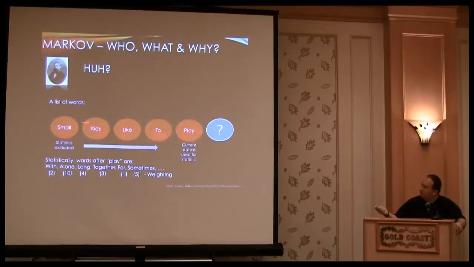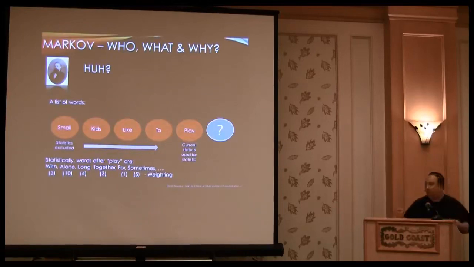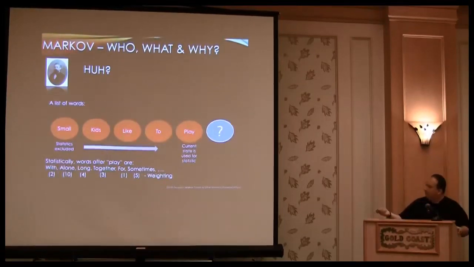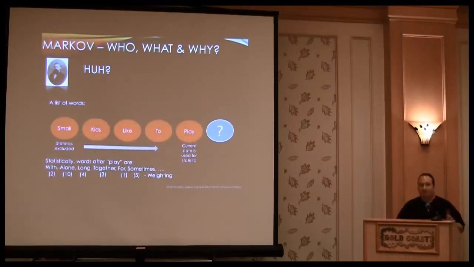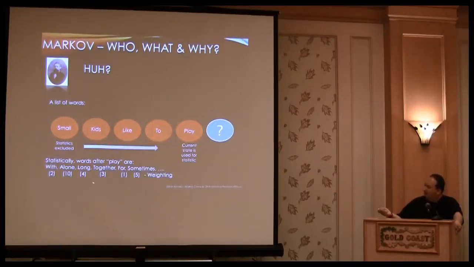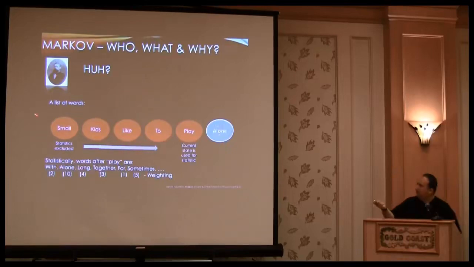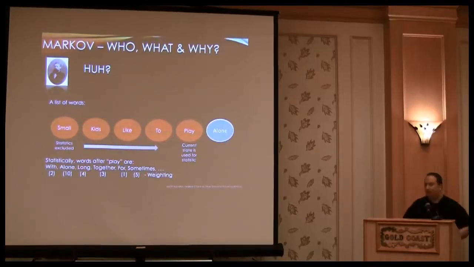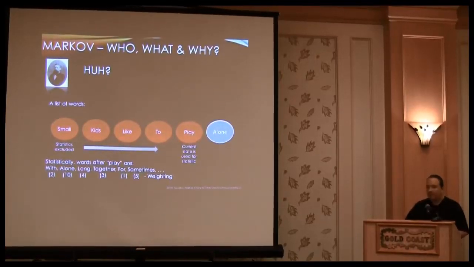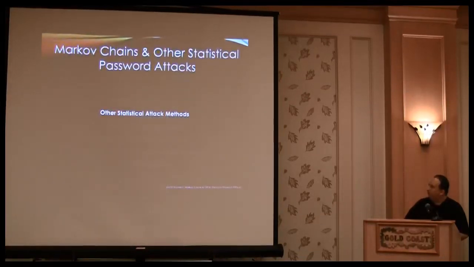We're not interested in what's before it, because we're not looking at the context now, we're looking at the current. And if we look at the weighting, we see that a weighting of 10 applies to alone. So statistically, and that depends, of course, which dictionary and which language you generate your statistics in, the word alone would come after the word play. So by looking only at play, we would put the word alone there, giving us a sentence, small kids like to play alone. Right, so that is a very quick overview of how Markov will work for us.